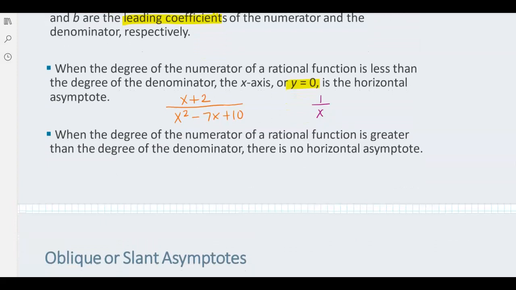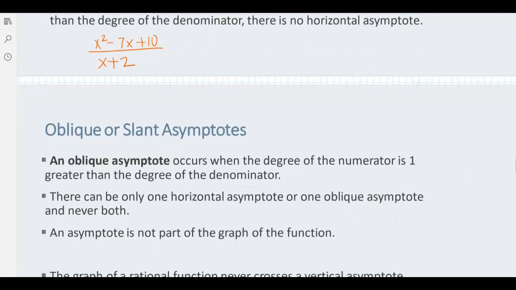Now, when the degree of the numerator is greater than the degree of the denominator, there's no horizontal asymptote. So if I had it in the reverse, if I had x squared minus 7x plus 10 over x plus 2, then there would be no horizontal asymptote. That's because what we could do is actually divide this out and get a different polynomial, right? We could use long division there.